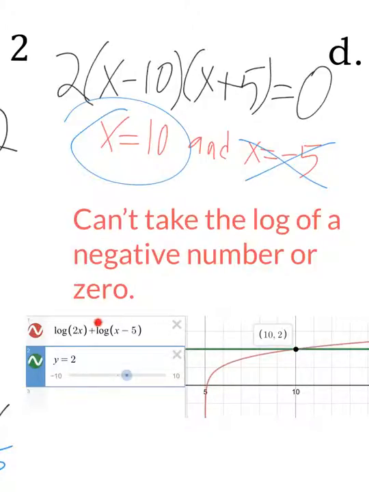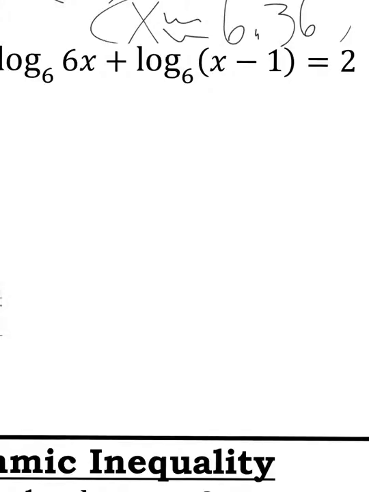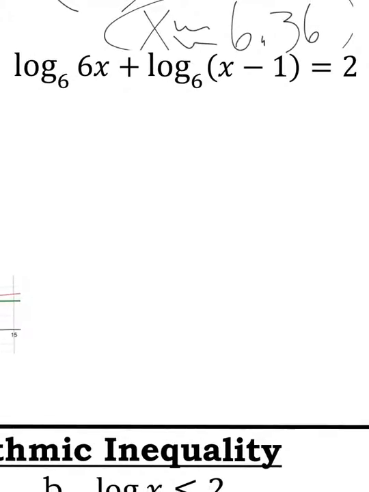And if it helps, I graphed the original, and then I graphed 2, and you see they only intersect once, and that's at 10, see? So this one's kind of the same as the last example, so I encourage you to pause this video and work it out for yourself, all right?